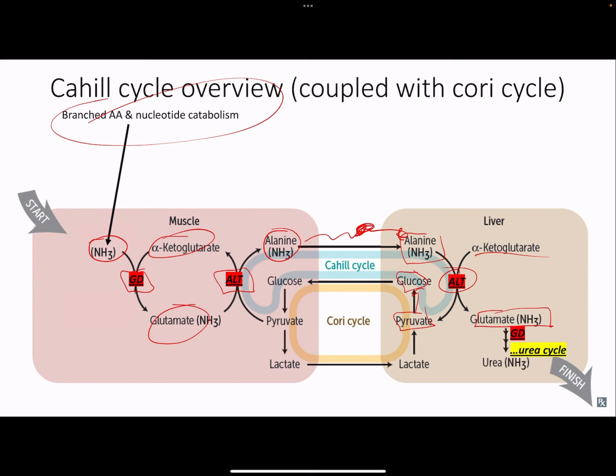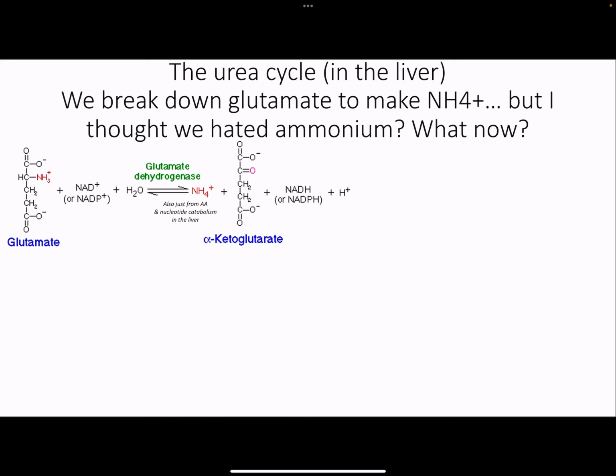Gluconeogenesis makes glucose. Glucose goes through the blood. Boom, that's the Cahill cycle. Now, this glutamate can have a glutamate dehydrogenase rip off the NH3, and that is now where our story continues.